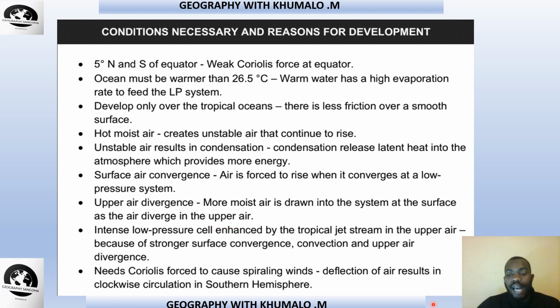Forgive me, in the upper air, not in the upper course. The intense low pressure cell is enhanced by the tropical jet streams in the upper air because of strong surface convergence, convection, and upper air divergence. Then the tropical cyclone also needs Coriolis force. Remember, the Coriolis force is the force that deflects a wind to the left in the southern hemisphere and to the right in the northern hemisphere. So it needs a Coriolis force to cause the spiralling wind. So it triggers the movement of a tropical cyclone. So the deflection of air results in a clockwise circulation in the southern hemisphere.